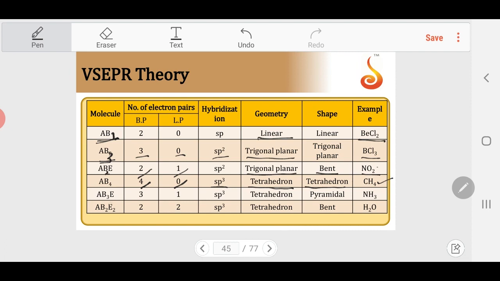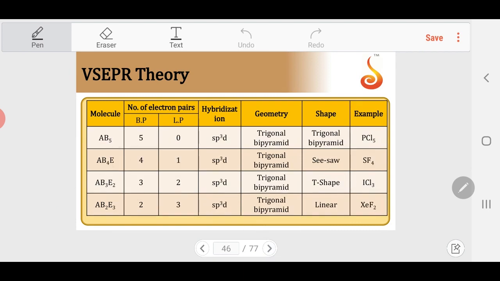If one electron pair becomes a lone pair, then it is 3 and 1. Still the hybridization is sp3 because there are 4 pairs around the central atom. The geometry is still tetrahedral even though one of the electron pairs becomes a lone pair. The shape will be pyramidal, and the example is ammonia. If it is AB2E2, that means 2 bond pairs, 2 lone pairs. Still there are 4 pairs, so sp3, tetrahedral is the geometry, and bent is the shape, and water is the example.